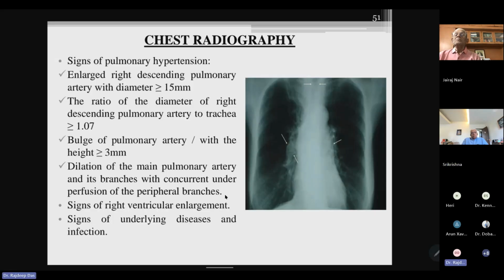Chest radiography of pulmonary arterial hypertension shows an enlarged right descending pulmonary artery with a diameter of more than 15 millimeters. The ratio of the diameter of the right descending pulmonary artery to the trachea is more than 1.07. There is a bulge in the pulmonary artery with a height of more than or equal to 3 millimeters. There is dilatation of the main pulmonary artery, as indicated by the arrows, and its branches, with concurrent underperfusion of the peripheral branches. There are signs of right ventricular enlargement, signs of the underlying disease, and infection.